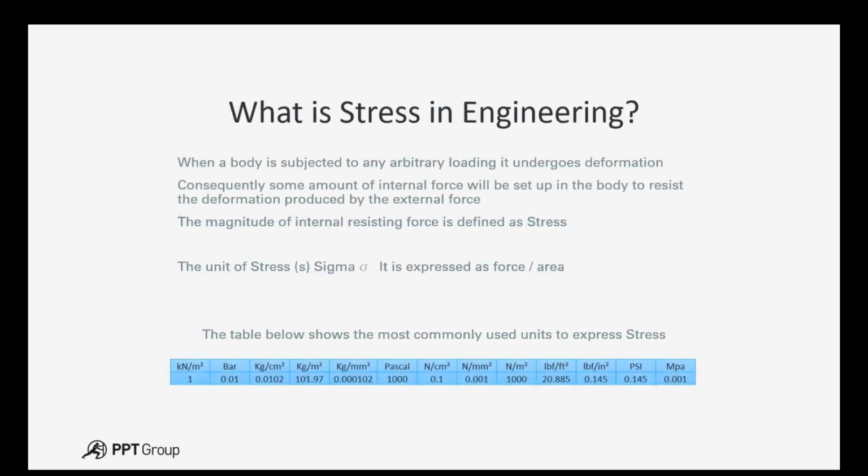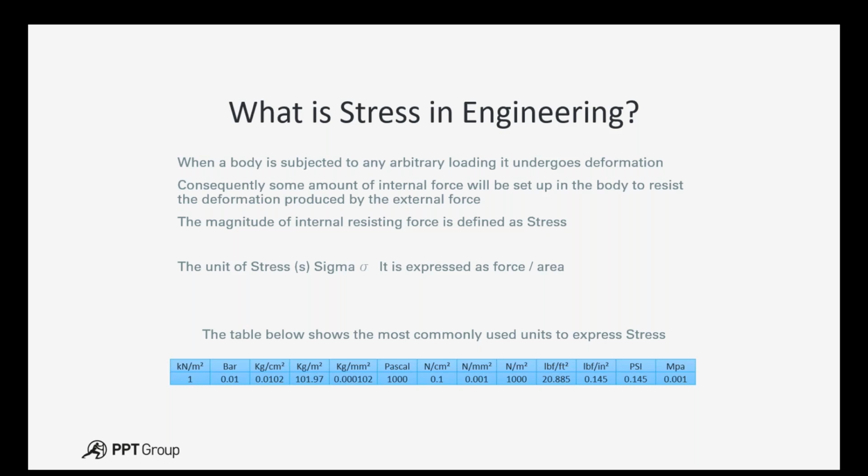So when we take a body or a specimen that's subjected to an arbitrary loading, applying pressure to it, it undergoes deformation, it bends, it twists, and it generates an internal force within the body of that material to resist this change. And the magnitude of this resisting force is defined as a stress. The unit of stress is sigma, and it is expressed commonly as the force divided by the area.